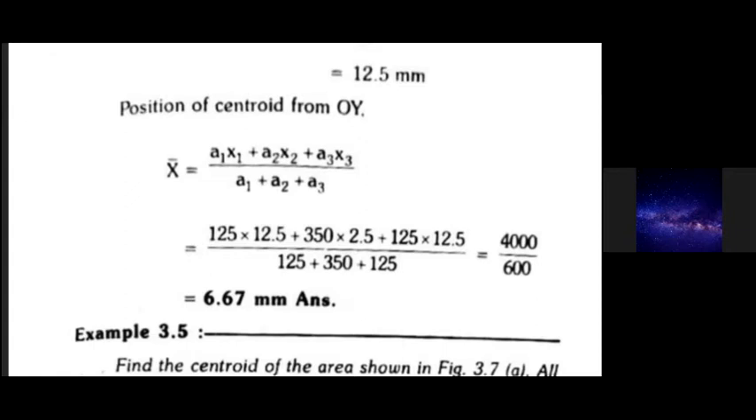So the x bar, the centroid of the composite section, that is a channel section, x bar is equal to 6.67.